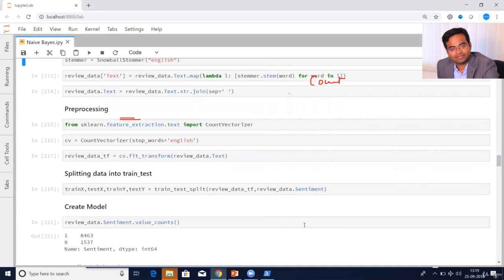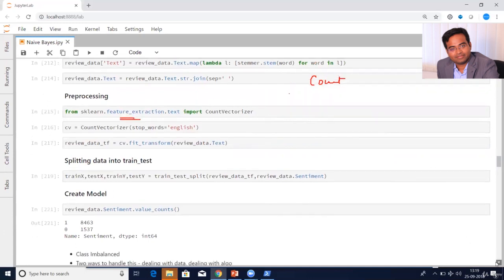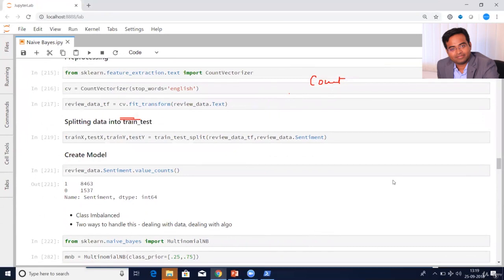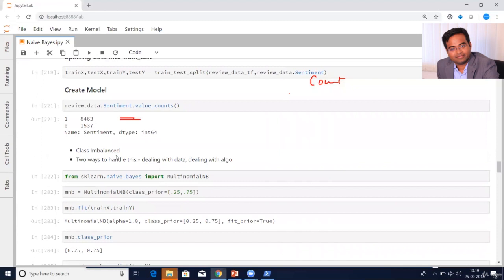Followed by that, we should be splitting our data into training and test so that we can validate our model. Okay, and again, we see the class is imbalanced. If you want, we can configure using multinomial NB. This is the class prior parameter. We are configuring, telling it upfront, this will be the class distribution. So, plan the penalty accordingly.